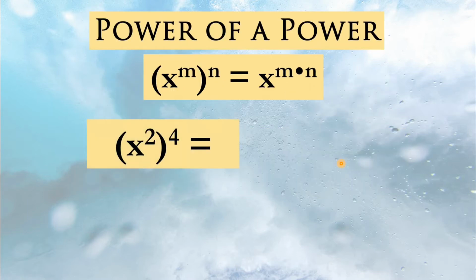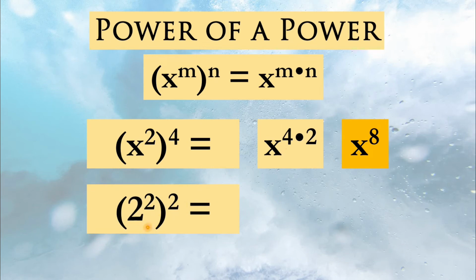Examples. So we have quantity x squared raised to 4. So we just copy the base, which is x, and then multiply the exponents, 2 times 4. So we have x raised to 2 times 4, or 4 times 2, and your answer is x raised to 8.